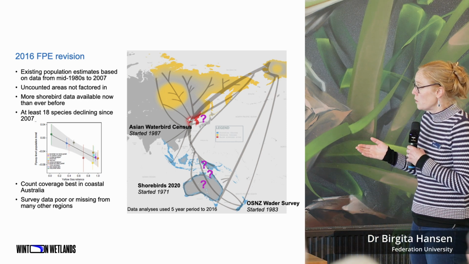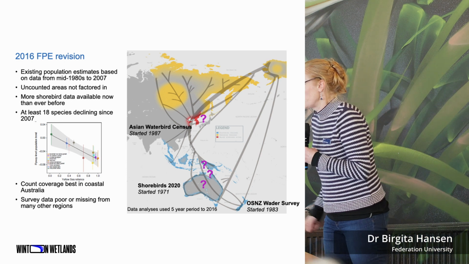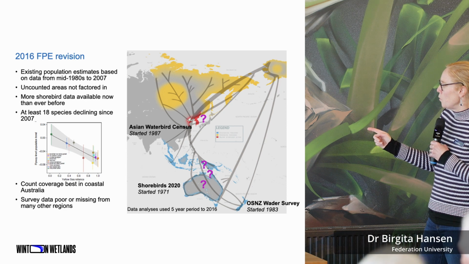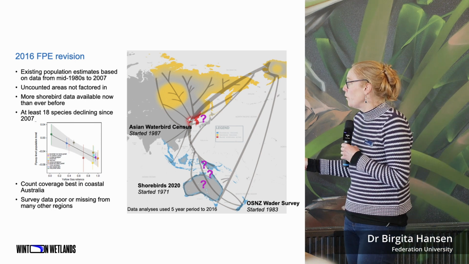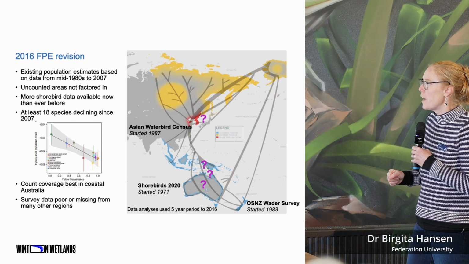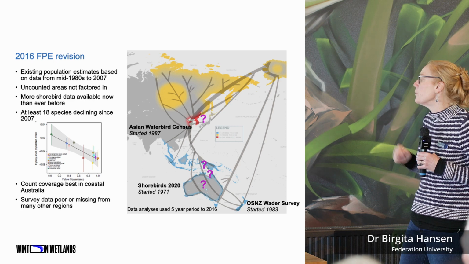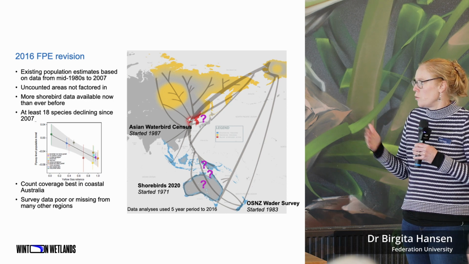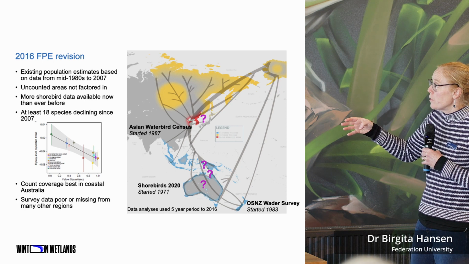So we used 3 sources of data to do that. We used what was called the Shorebirds 2020 program. We used the Ornithological Society of New Zealand Wader survey, which started in 1983, and then we also had access to the Asian Waterbird Census, which started in 1987. We conducted the analyses on a 5-year period up to 2016.